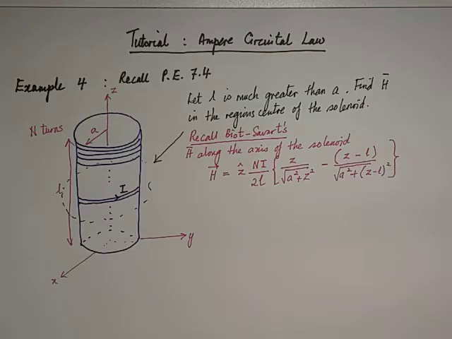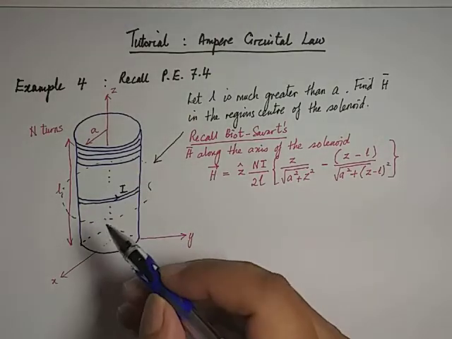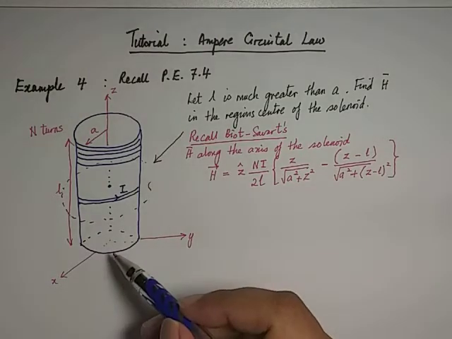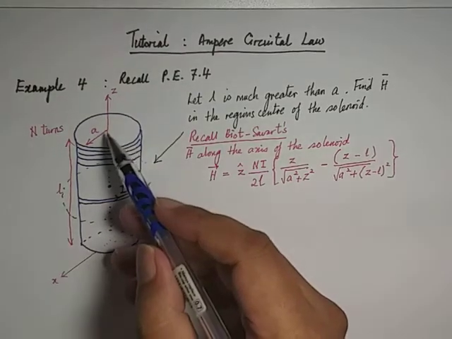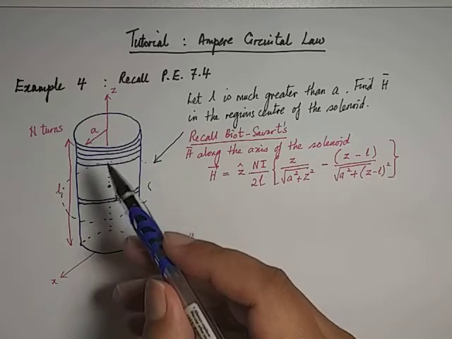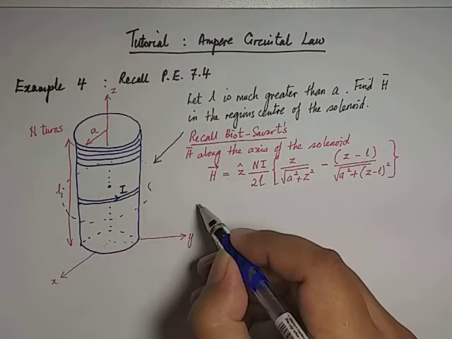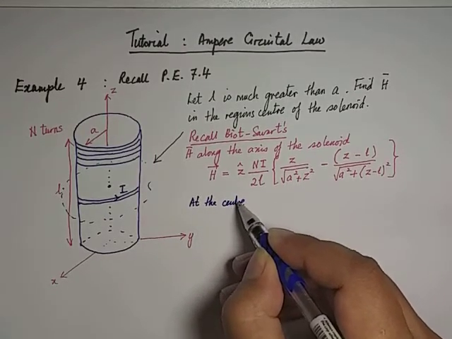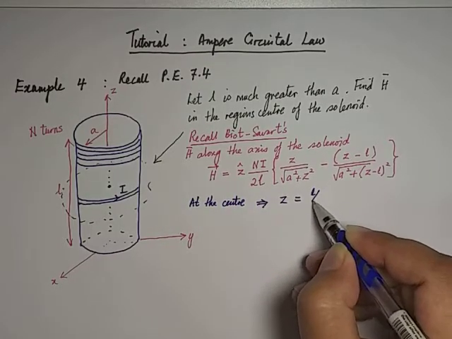So what we need to determine now is H in the region at the center of the solenoid. Meaning let's assume that you want to find H at the center of this solenoid, so it should be the middle point here. We know the bottom face of the solenoid is located at z equal to 0. The upper face of the solenoid is z equal to L. Therefore, the middle point or the midsection of the solenoid should be z equal to L over 2. So let's say at the center, we are saying that z now is equal to L over 2.